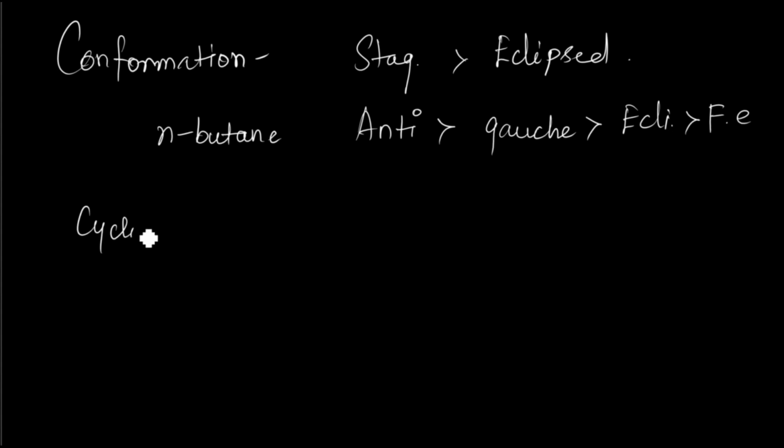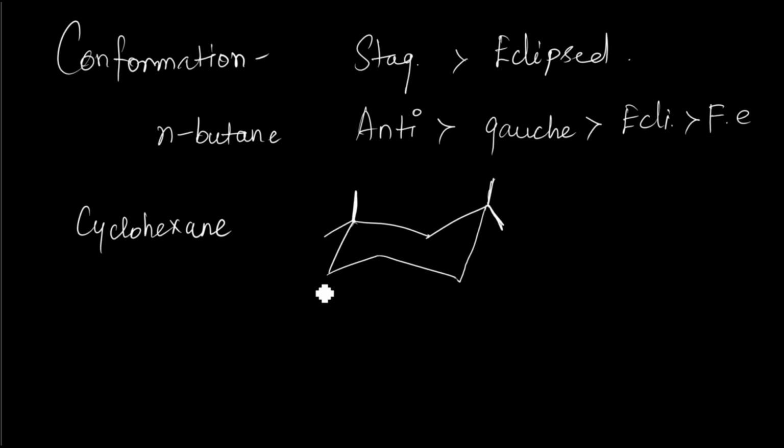Then cyclohexane. In the case of cyclohexane, if I draw a cyclohexane structure like this, here we have axial and equatorial positions. The trick is that if bulky groups are present in the axial position, that is not at all stable. Okay, so questions can be asked in that way. This is axial, this is equatorial. Axial, equatorial.